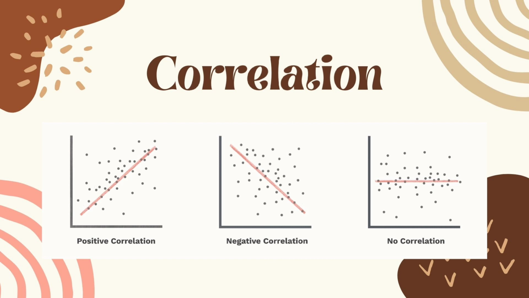Positive correlation is when the points lie close to a straight line, while negative correlation is when the points lie close to a straight line which has a negative gradient. And lastly, no correlation: there is no pattern to the points.